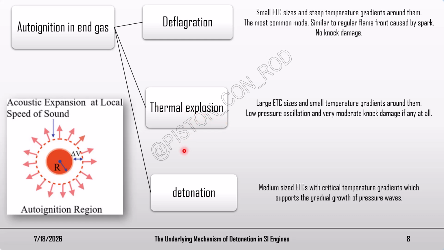The third and the most critical one will be detonation. The autoignition size shall be medium-sized, not too large, and not too small. And the temperature gradient around it shall be in a critical interval that supports the gradual growth of the pressure waves. So what does this mean, critical temperature gradient which supports the gradual growth of the pressure waves?